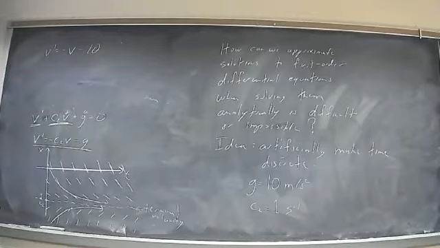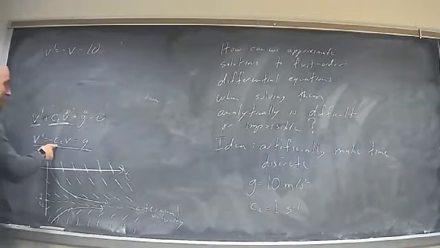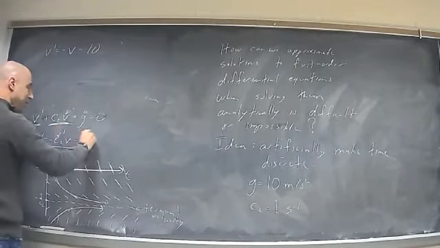I'm not writing units this time. It'd be pretty weird to write units when I'm writing it out this way. So I've just put 1 in for C2, and I put 10 in for G.